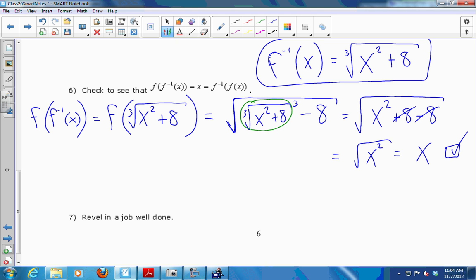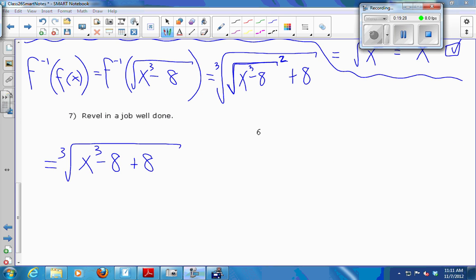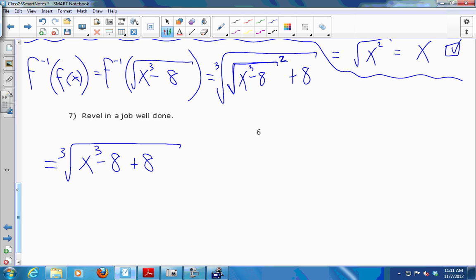So now you try, in your groups, do the other direction. Compose f inverse with f of x. And if you're stuck, raise your hand. I'll come around and help you. And then the minus 8 and the plus 8 cancel. And I get the cube root of x cubed, which is x. So now we know that our two functions really do undo each other. That's why we now get to revel in a job well done.